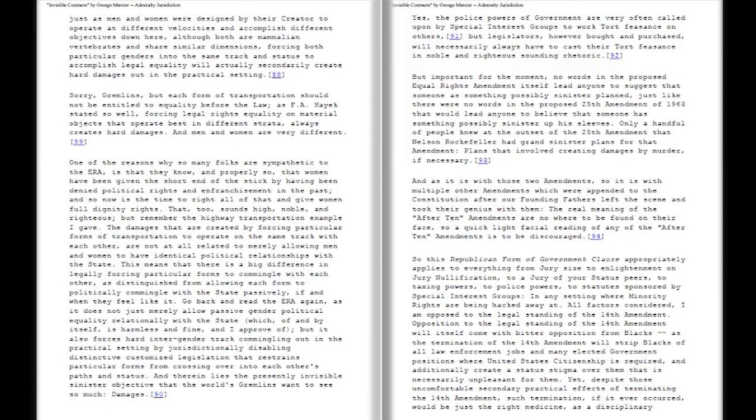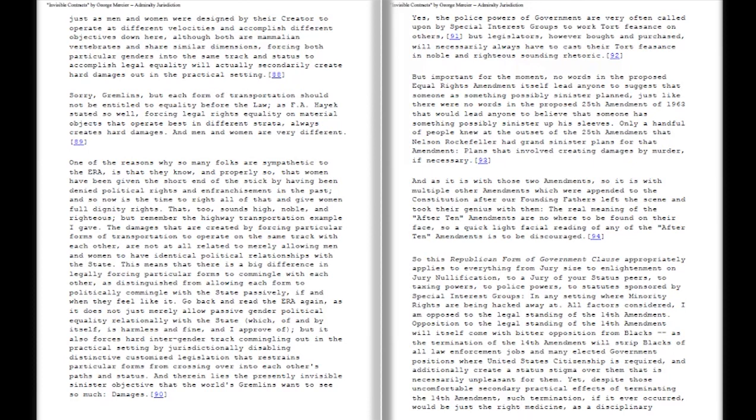94. So this Republican form of government clause appropriately applies to everything from jury size to enlightenment on jury nullification, to a jury of your status peers, to taxing powers, to police powers, to statutes sponsored by special interest groups, in any setting where minority rights are being hacked away at. All factors considered, I am opposed to the legal standing of the 14th Amendment.